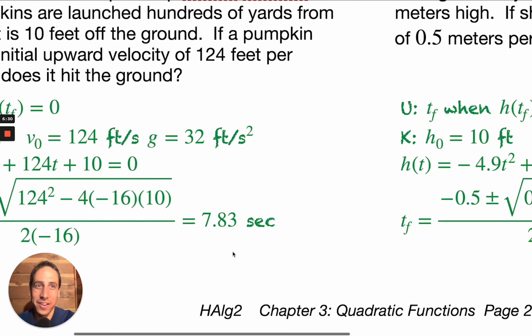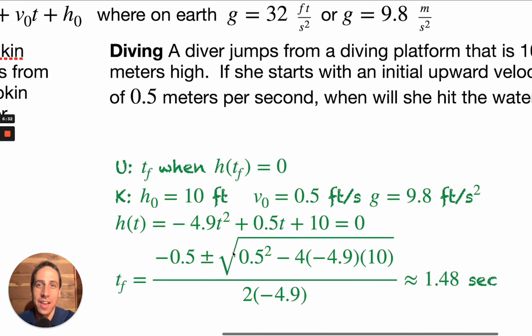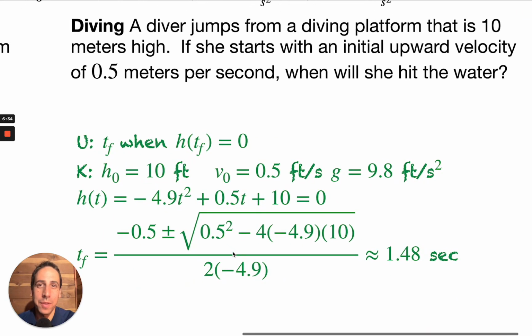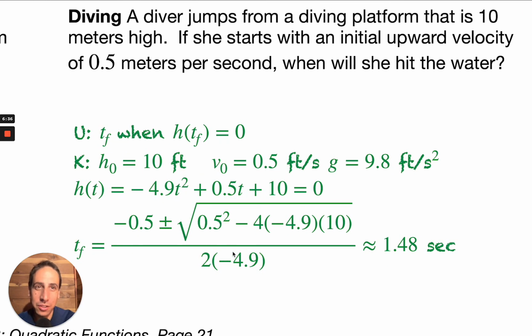All right, so check this out. Diving. A diver jumps from a diving platform that is 10 meters high. She starts with an initial upward velocity of 0.5 meters per second, which is not that fast compared to a pumpkin. When will she hit the water? So we've got t of f and h of t is equal to 0.